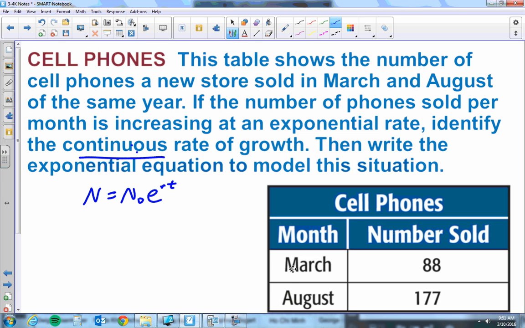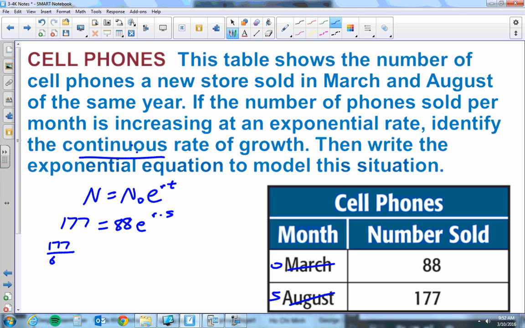Okay, let's set it up. The initial time I usually call time 0. August is how many months later? You can count on your fingers if you want to. I did. Yeah. So yeah, 5. So let's set it up. The final amount was 177. The initial amount was 88. E to the power of R times 5. And we can solve for R.